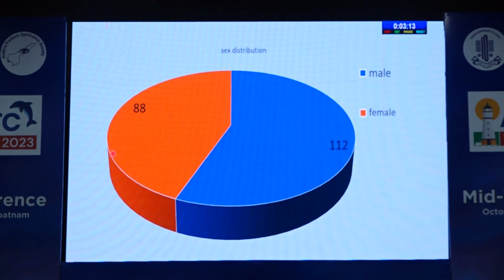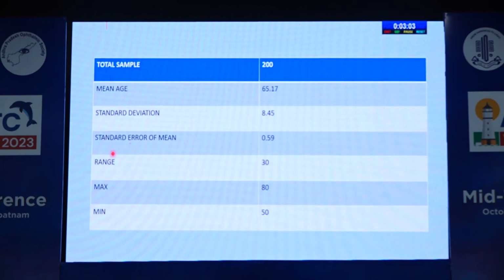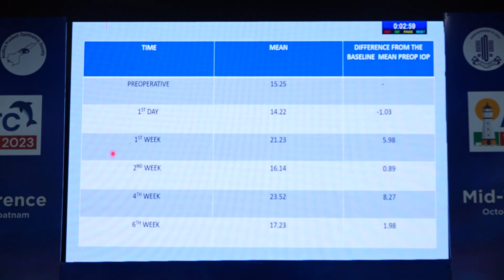And the males were about 112, and females were 88. And this is the age distribution between 50 and 80, and mean age was about 65.1. And the preoperative mean IOP in our series was 15.25.